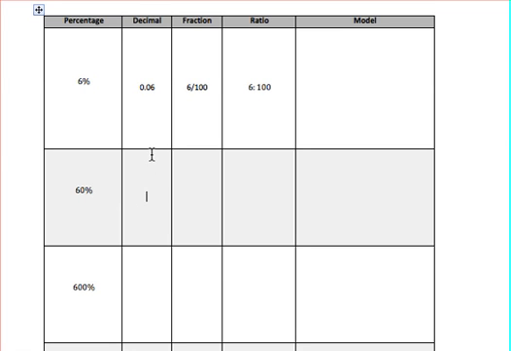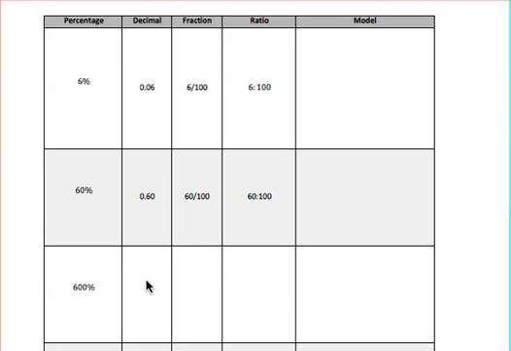60%, on the other hand, is 60 out of 100. So if I write our fraction first, 60 100ths, and I can write the ratio, 60 to 100, we can work backwards and find that 60 100ths should look like that as a decimal. But keep in mind, we could also go directly from the percentage to the decimal, keeping in mind that the last digit in the percentage must be in the hundredths position in your decimal.